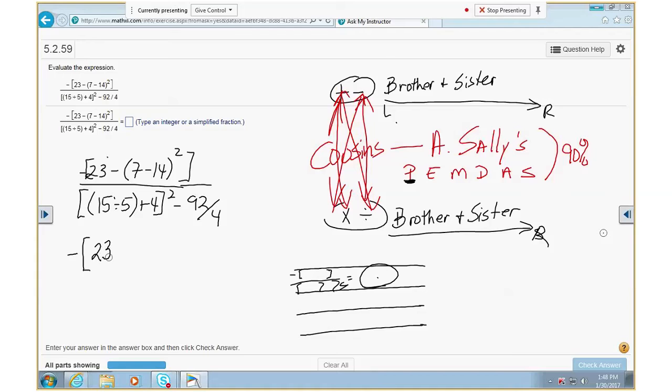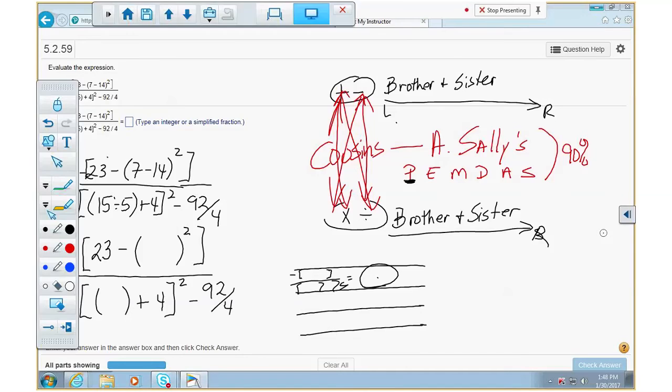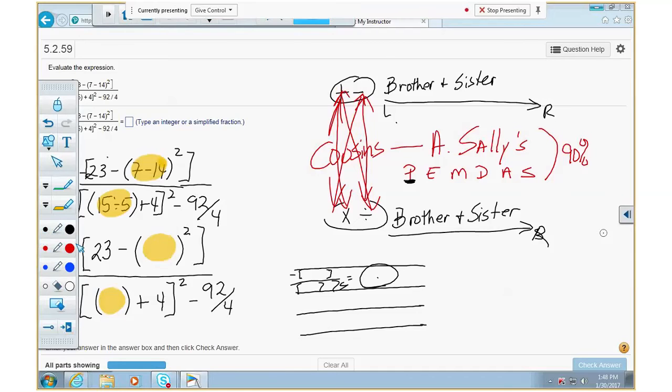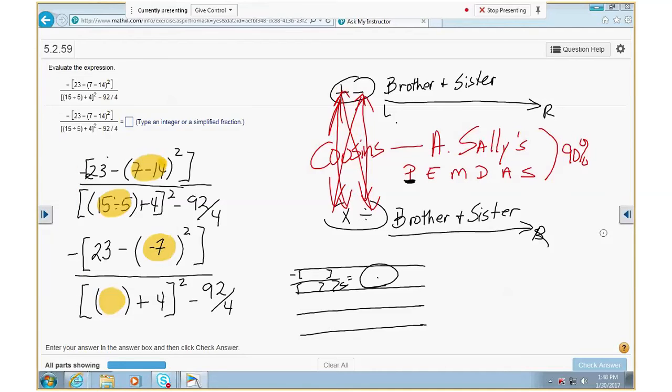Okay, 23 minus, parentheses, squared, over, parentheses, plus 4, minus 92 over 4. Okay, so I'm going to take my handy dandy highlighter, and I'm going to highlight this, and I'm going to highlight this, and we're going to do that first. So, what is 7 minus 14? And what is 15 divided by 5? Okay, now we're ready for the next step.